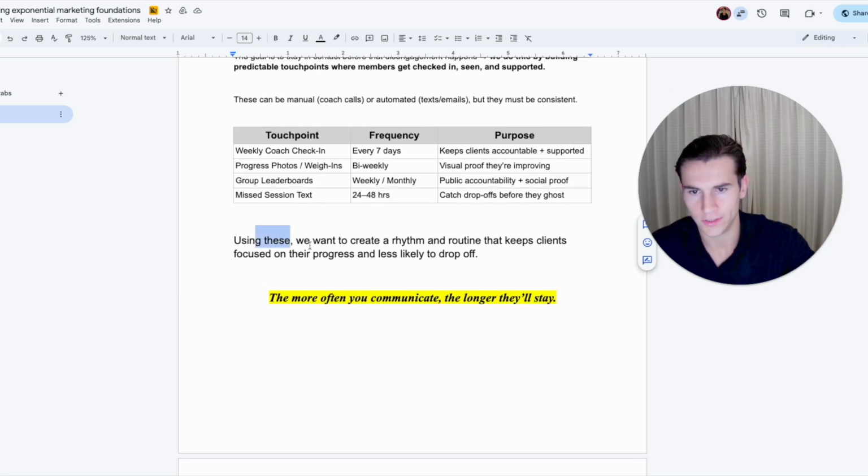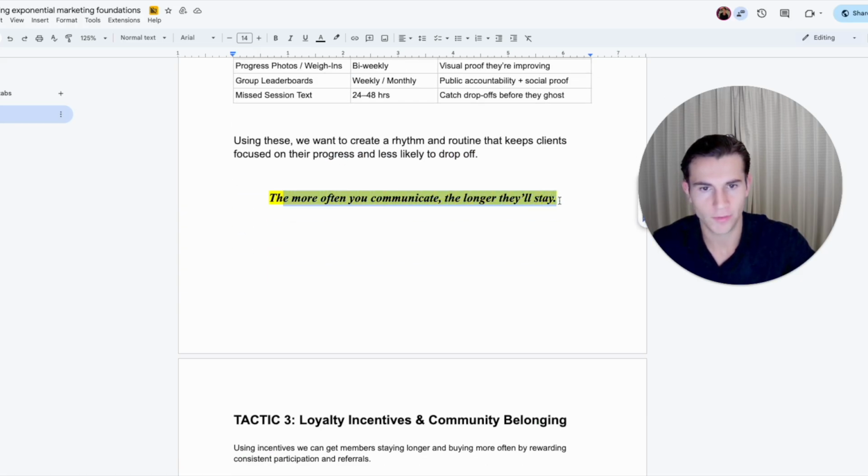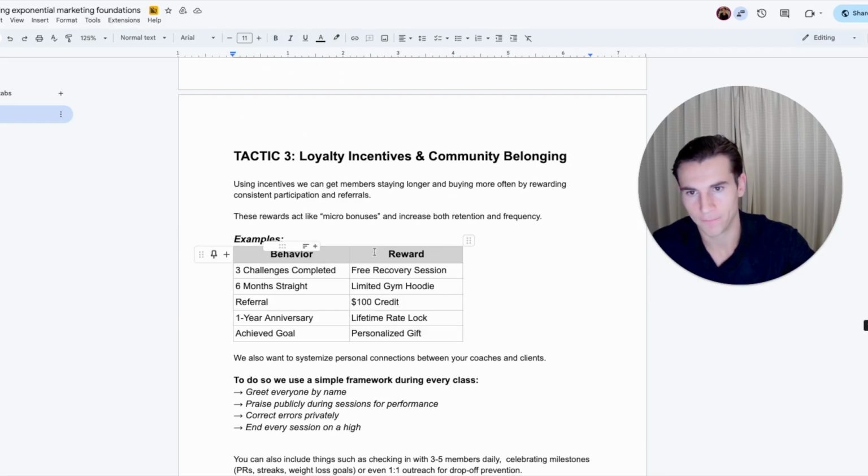Okay? So using these, we want to create a rhythm and routine that keeps clients focused on their progress and less likely to drop off. The more often you communicate, the longer they'll stay. Just try to remember that.